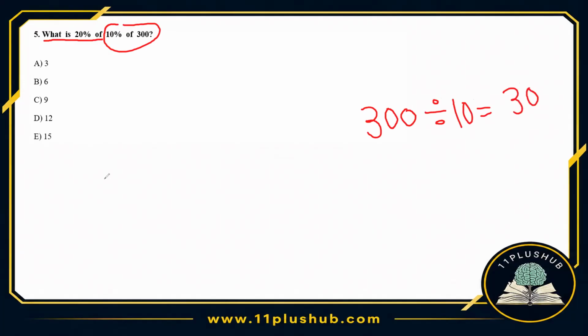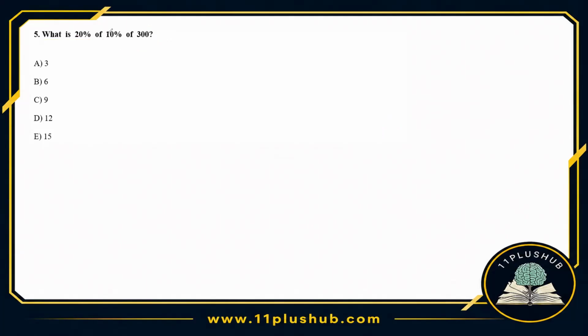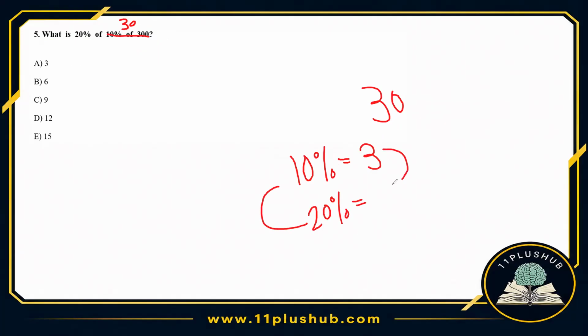So we can already rewrite this question slightly because we know that 10% of 300 is 30. So the question now becomes, what is 20% of 30? How do we do that? Well, to find, again, 10% of any number, we divide that number by 10. So 30 divided by 10 is 3. So 10% must be equal to 3. And because I know that 10% is equal to 3, to find 20%, I'm just going to double 3 because 20% is double 10%. So 3 doubled is 6. So the answer must be option B, which is 6.